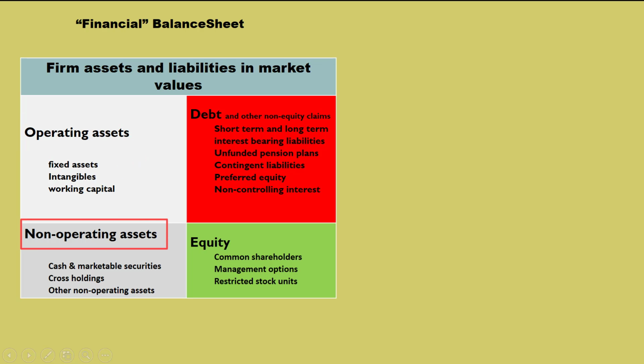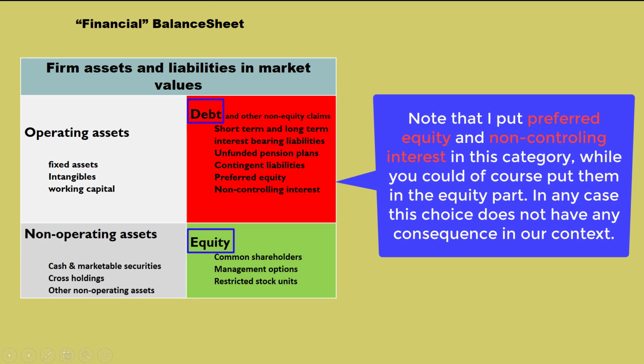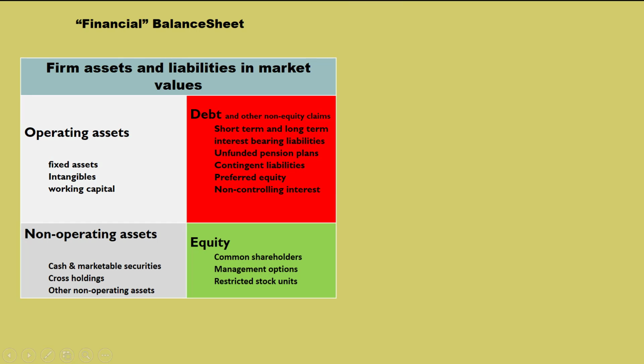Non-operating assets are those that are not part of the core business of the firm, such as cash and marketable securities. On the liability side, we have debt and equity in market values. The sum of operating and non-operating assets of the firm gives us total firm value.